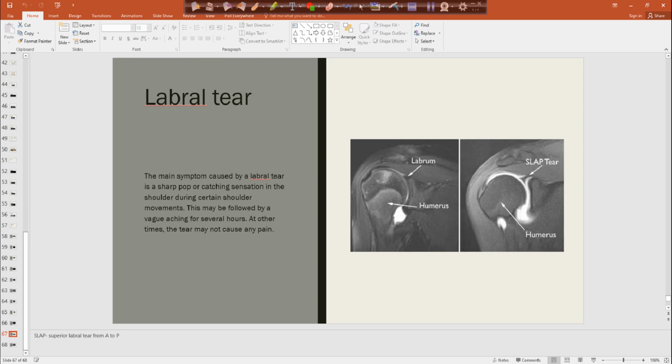Labral tear, and the most common labral tear is the SLAP tear, which is a superior labral tear from anterior to posterior. So if you see that acronym, that's a labral tear. It's a sharp popping or catching sensation when you're doing certain shoulder movements. So when you have that orthopedist manipulating your arm and you hear that pop, that could be a SLAP tear.